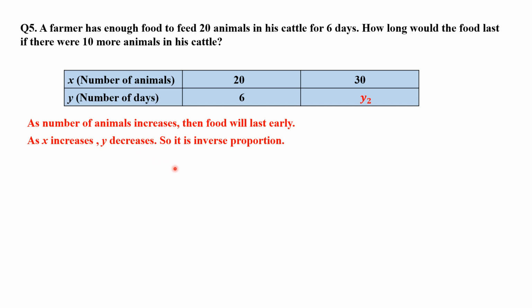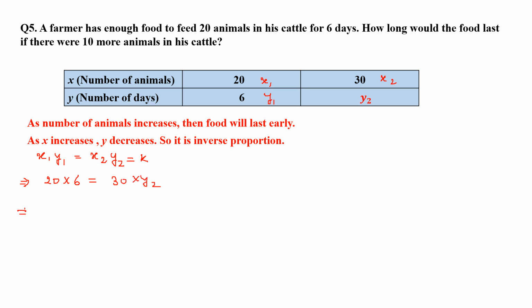So as x increases, y decreases. So it is in inverse proportion. And we know that in inverse proportion, the product of x and y will be constant. So from here I can write x1 y1 equal to x2 y2, that will be equal to k, where k is a constant. Now I can write 20 into 6. This is your x1, this is your y1, this is your x2 and this is your y2. So 20 into 6 equal to 30 into y2.